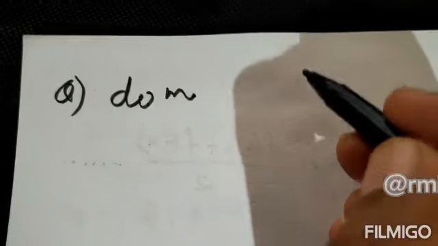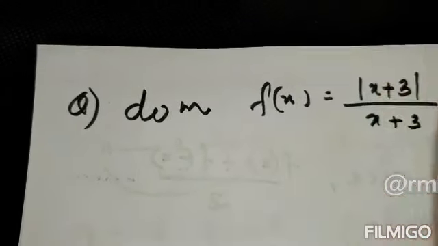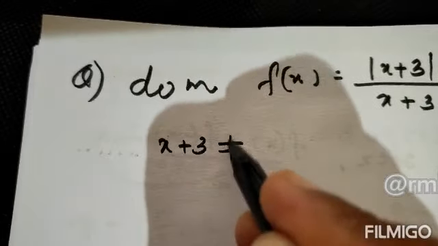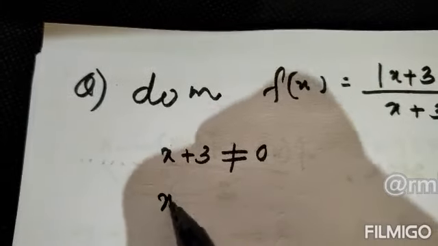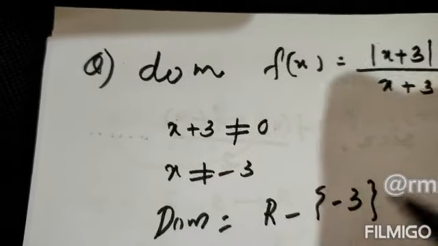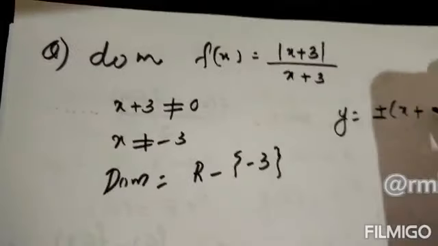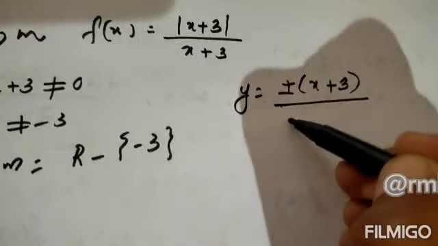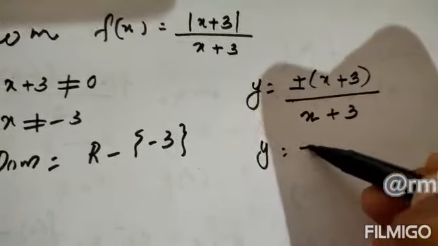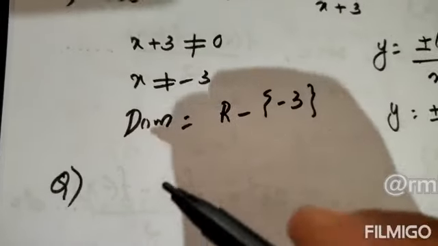Next one is, find the domain of the function f(x) = |x + 3|/(x + 3). Clearly, x + 3 is not equal to 0, so x is not equal to -3. Domain is R minus {-3}. Range is found by y = |x + 3|/(x + 3), which is always ±(x + 3)/(x + 3). That is y = ±1. Range is ±1. Domain is R minus {-3}.